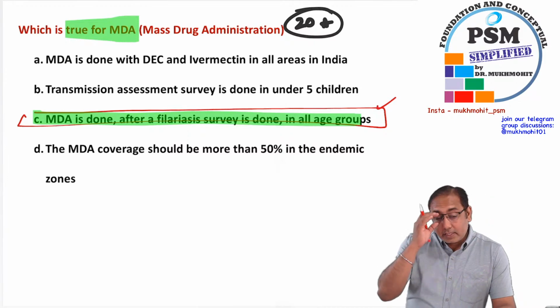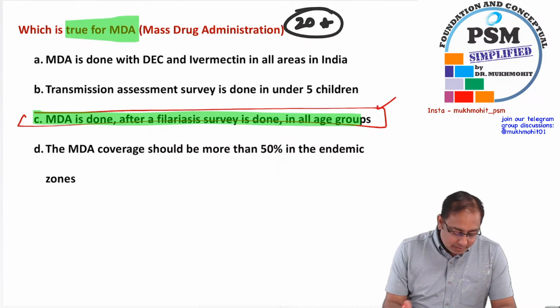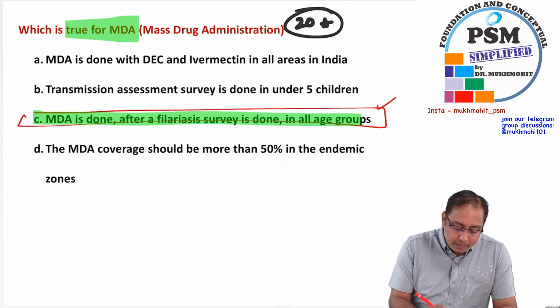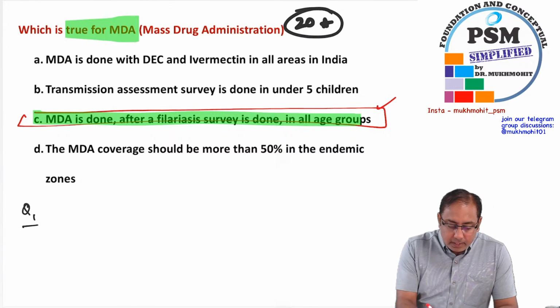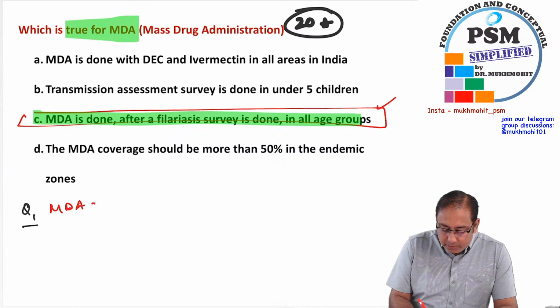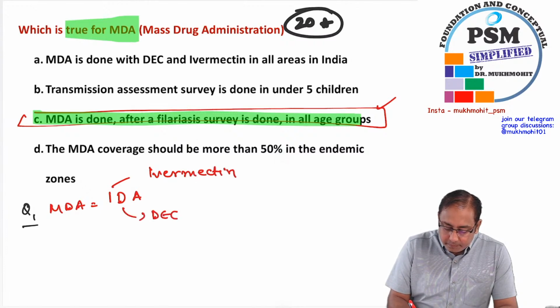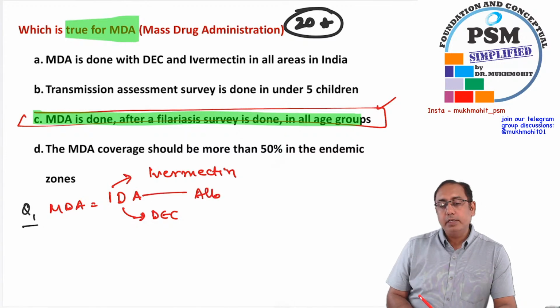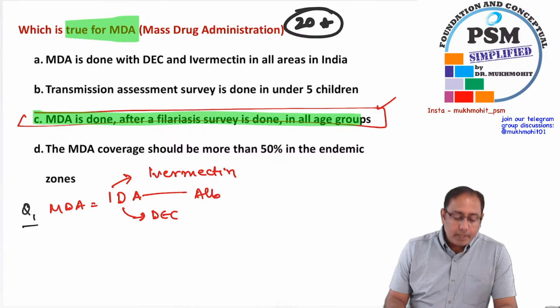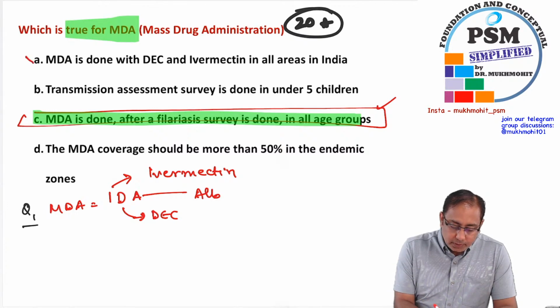Okay, look at the screen please. Let's have a quick discussion about MDA. Beta, MDA, point number 1. MDA is done using 3 drugs, I, D and A: ivermectin, DEC and albendazole. It is done using 3 drugs, ivermectin, albendazole and DEC. So A is false.